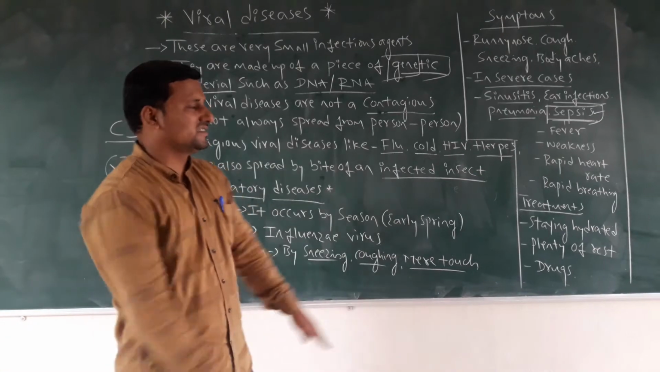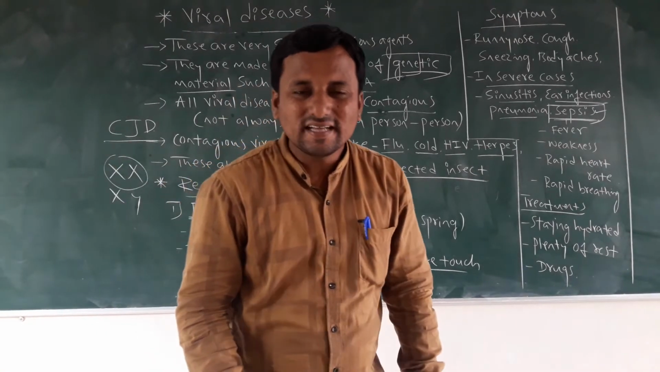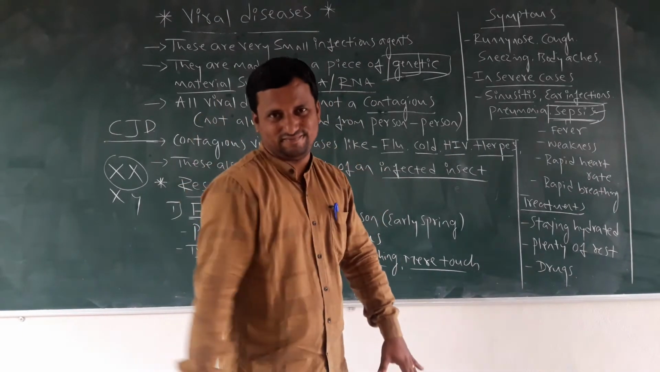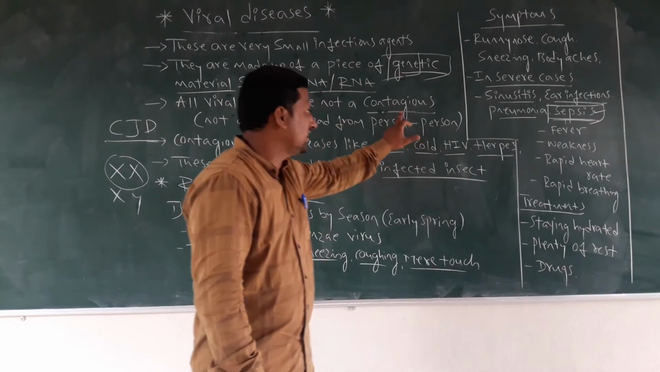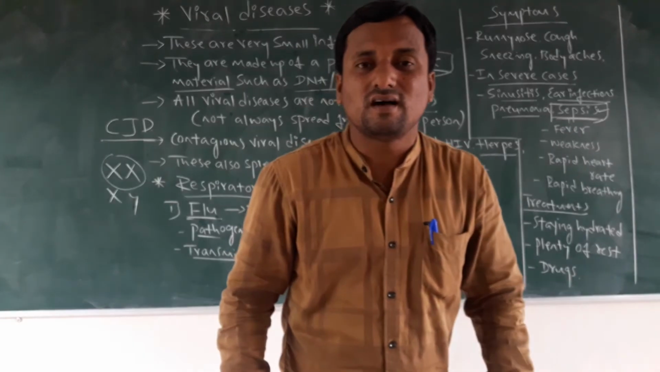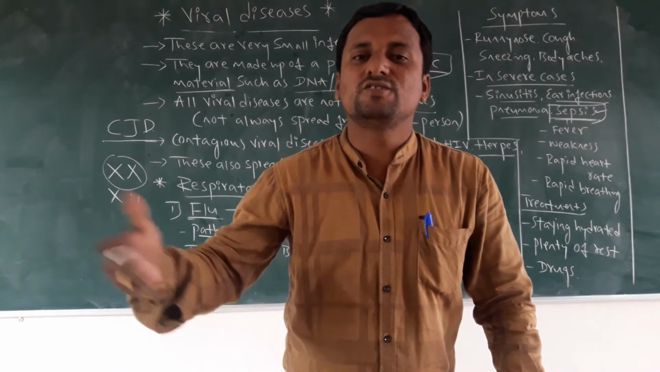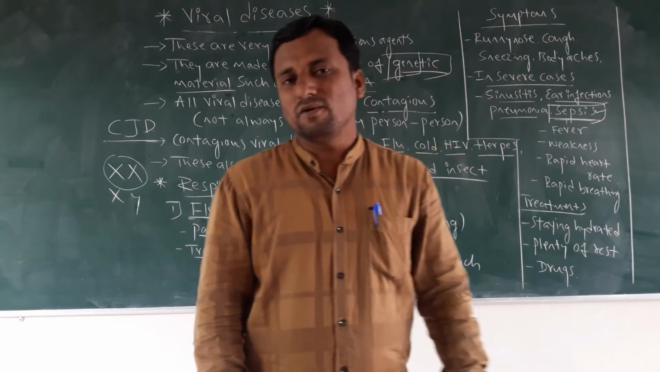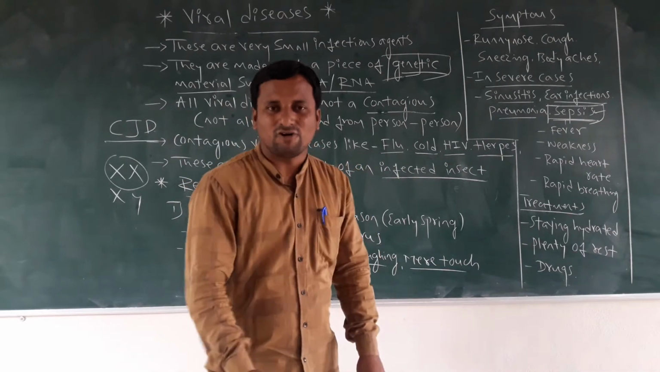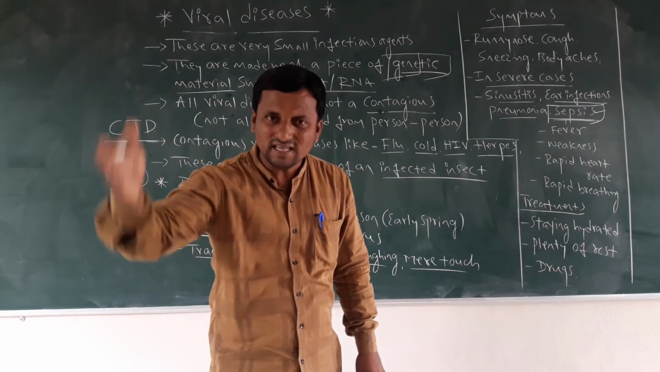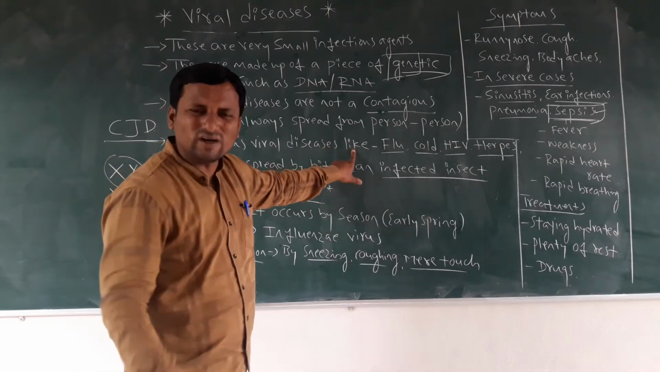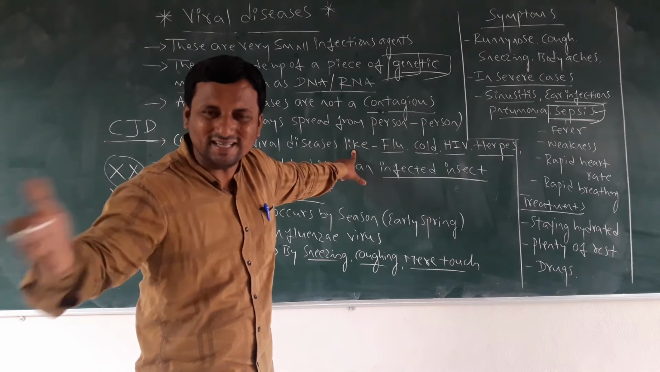Not all viral diseases are contagious. What is the meaning of contagious? Contagious means spreading. It does not always spread from person to person. We should not think all viruses spread from person to person. Some viruses do not act as contagious, but major viruses do act as contagious, meaning spreading from one person to another person. The next: contagious viral diseases. What are those diseases which spread from one person to another person?